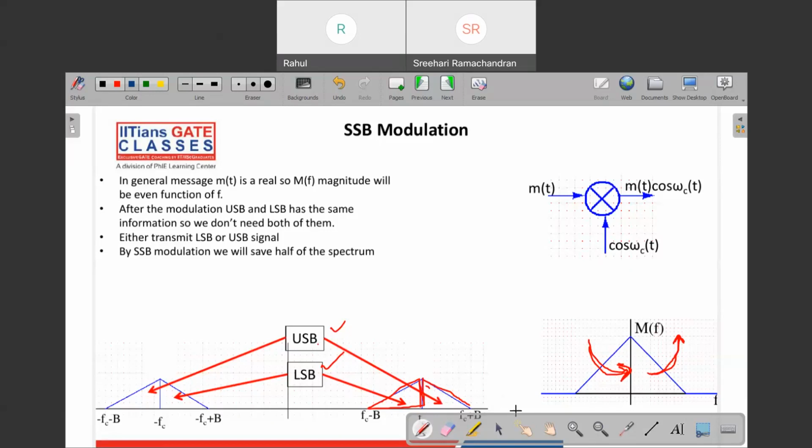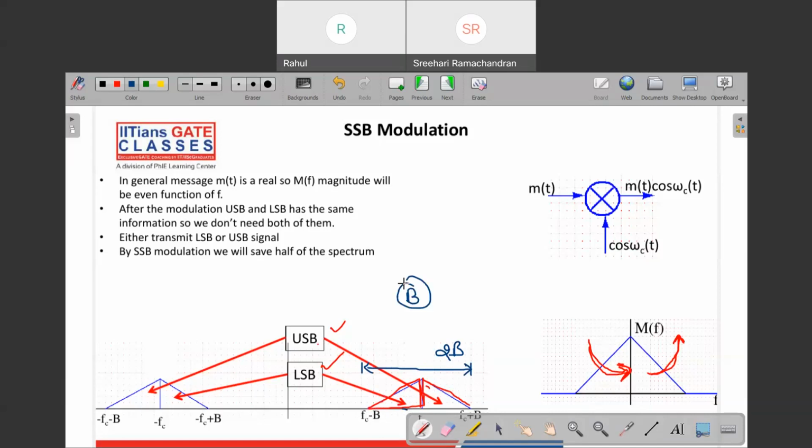Okay. So in the case of DSBSC, the bandwidth was too big because it was ranging from fc minus B to fc plus B. But if you remove half of them, let's say we are removing the USB, in that case the signal will vary from fc minus B to fc. And this range in frequency is equal to B, and it means that the bandwidth of the signal will become B.